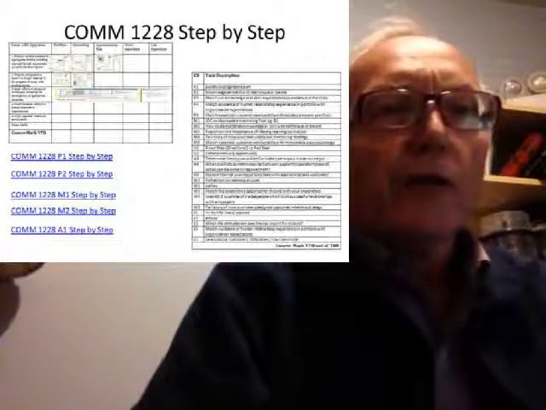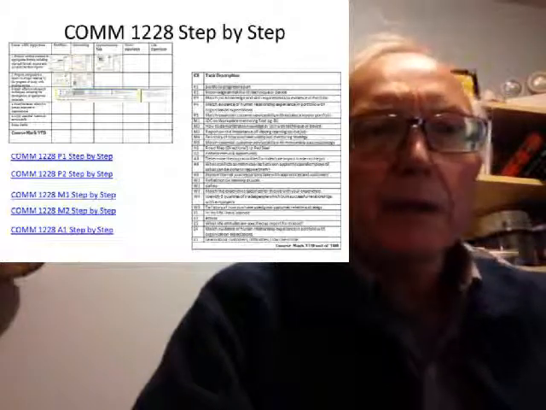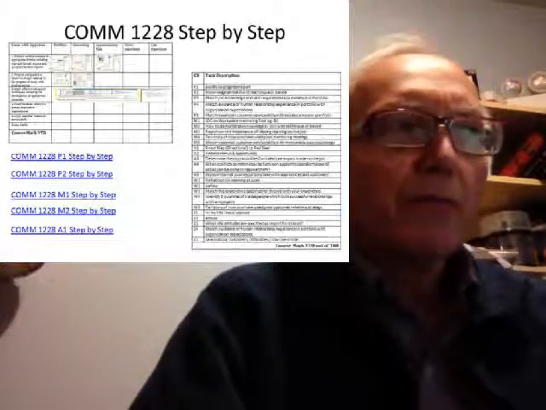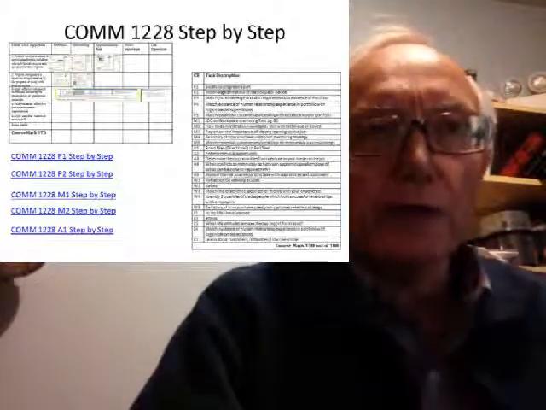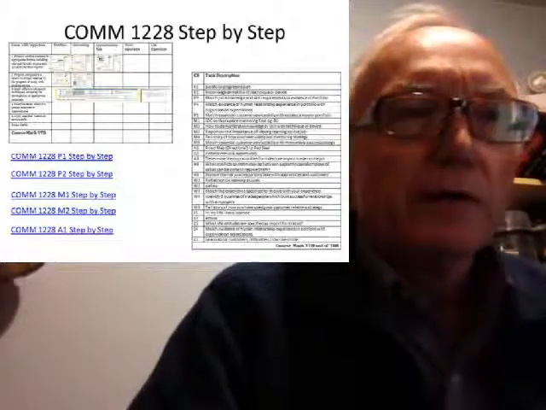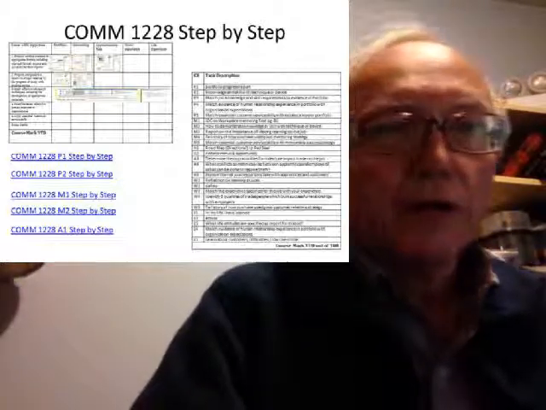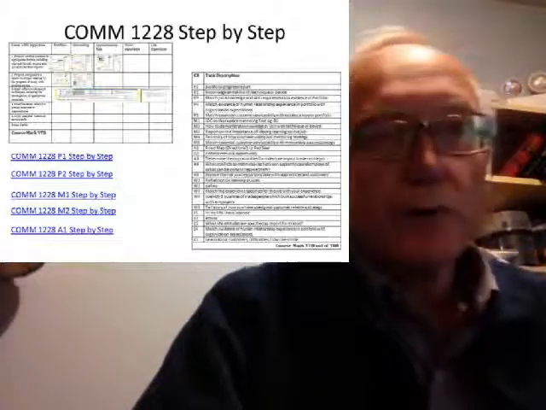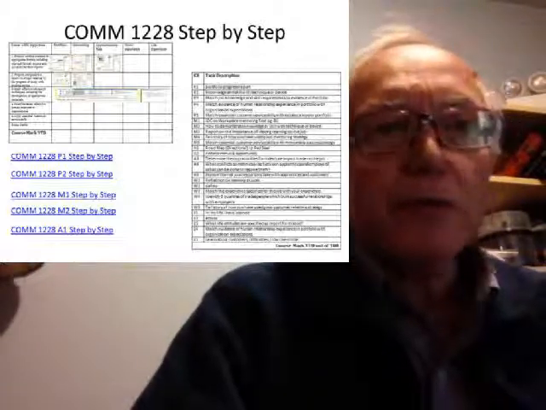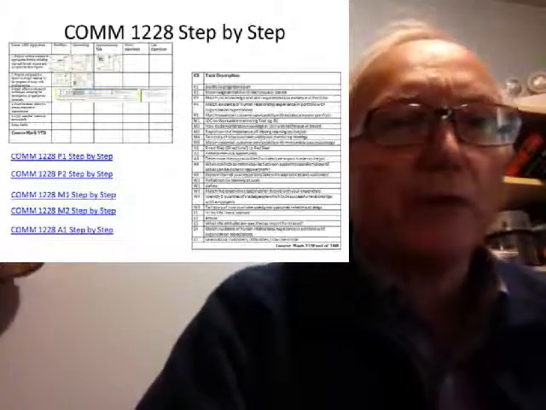That's right. This video is some step-by-step information about tackling 5 of the most important tasks in the COMM 1228 blueprint. These tasks, as you can see from the diagram, cover the upper left-hand part of the blueprint and represent 25% of the value of the blueprint, or about 25 marks.